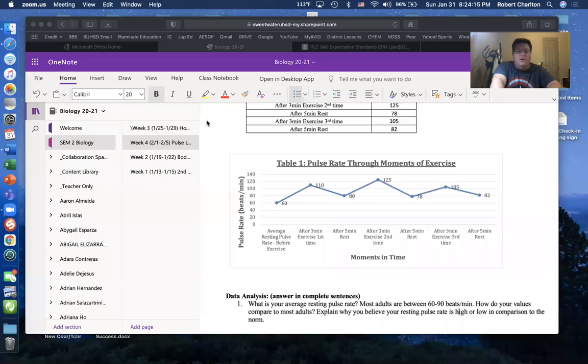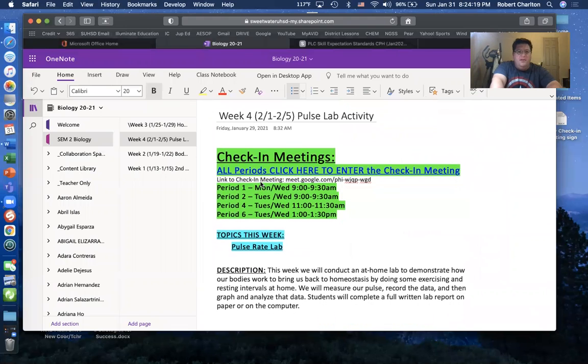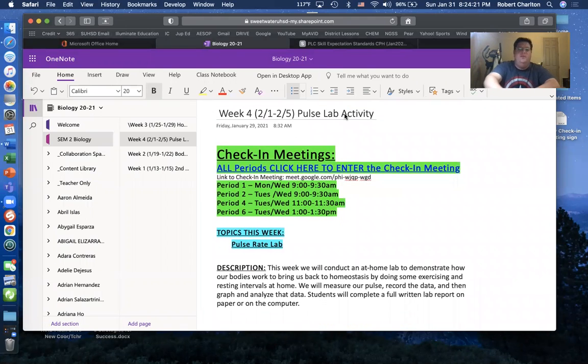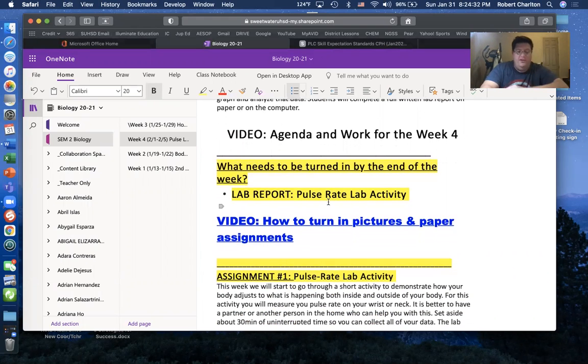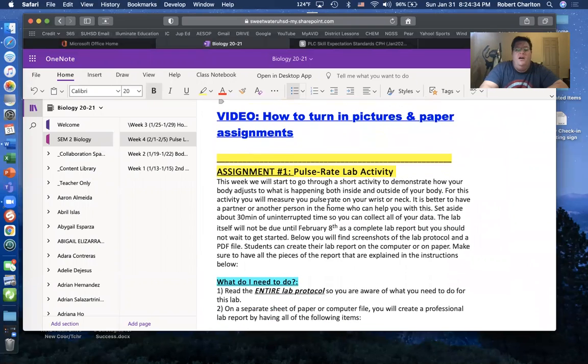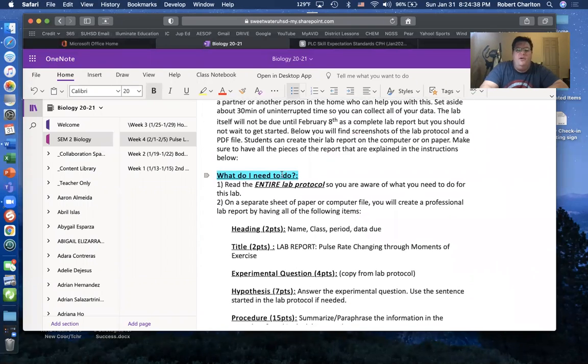All right, so let me show you what we're looking at for week 4. Let me go back up to the top here. The pulse lab activity is what we have going on this week. It's the only thing we have going on. It's a full lab report. It'll take us the whole week. So that's the one and only thing you have to worry about this week. Assignment number 1, there's the lab activity. And then under here, it says, what do I need to do?